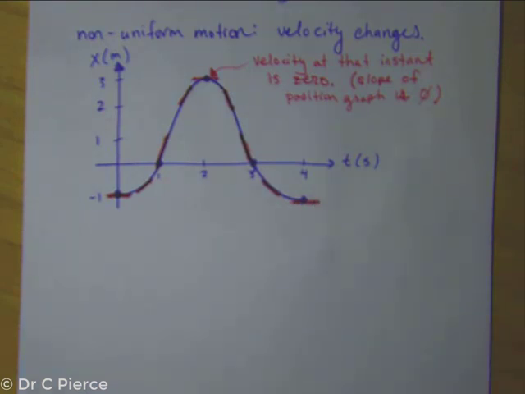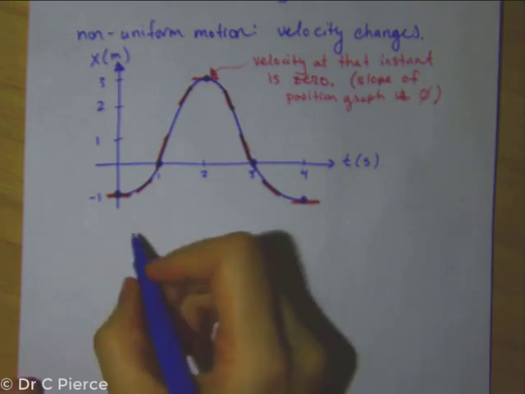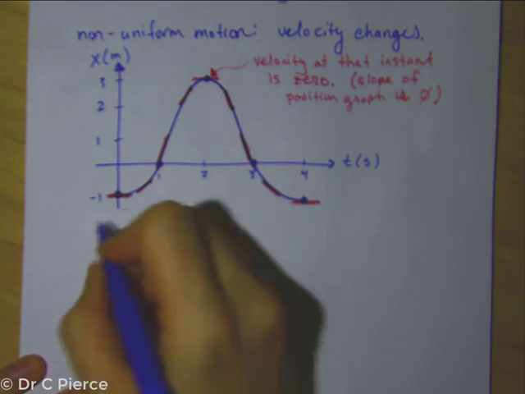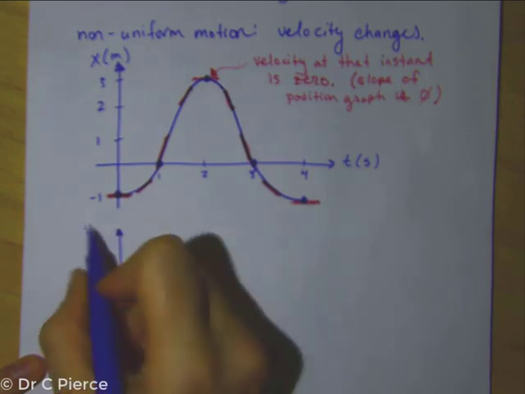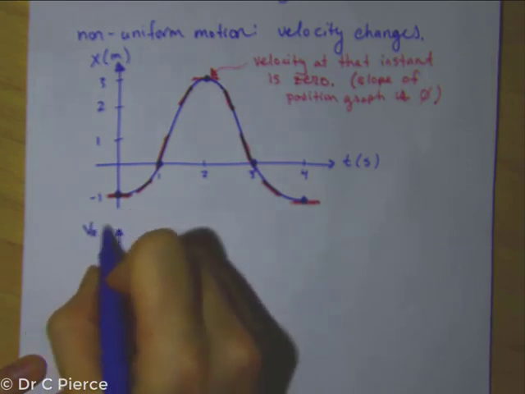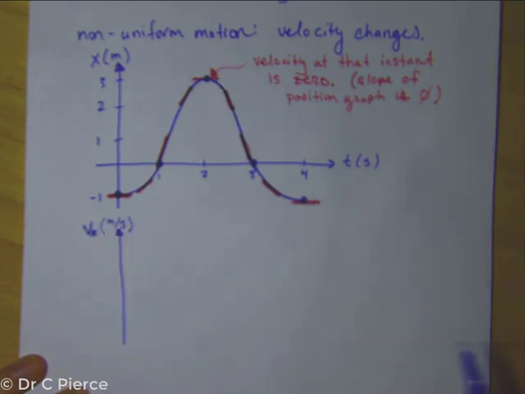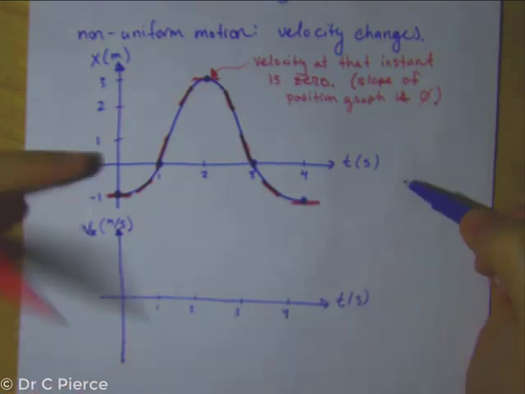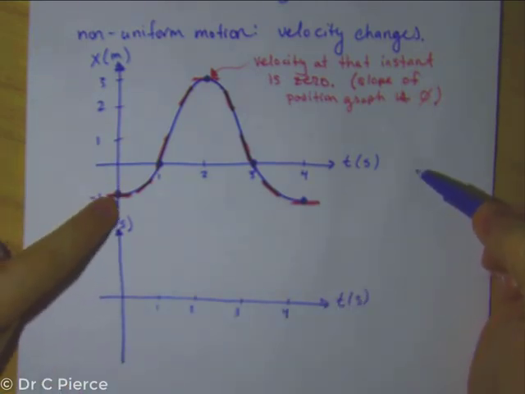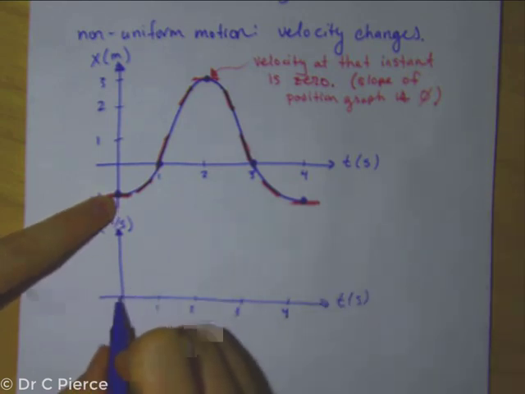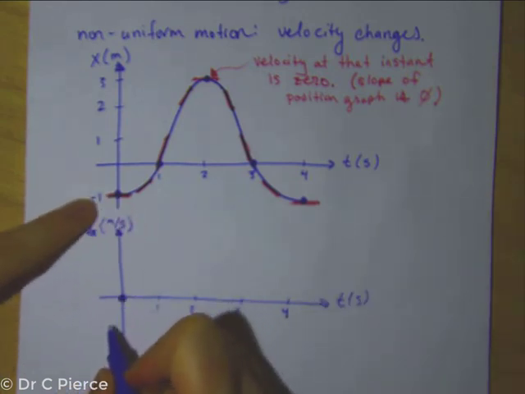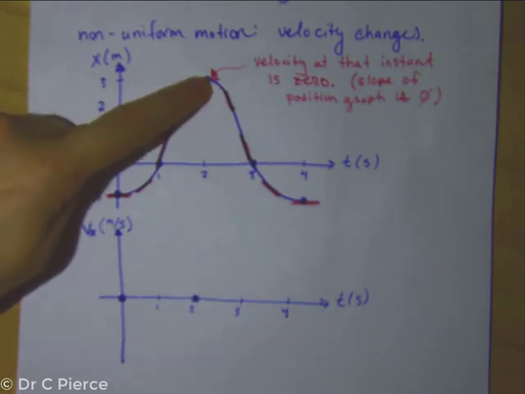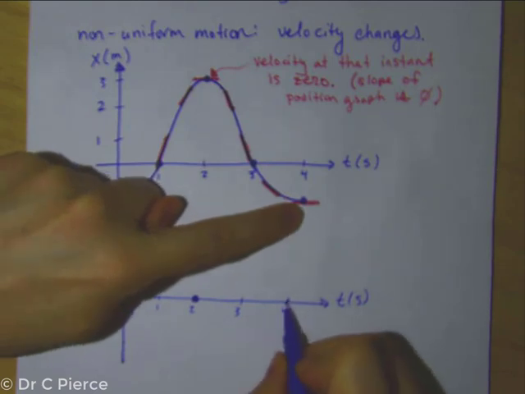So how about we try to graph that out roughly on a velocity versus time graph? So velocity in the x direction in meters per second. So it had 0 velocity at time of 0 because the graph was flat. At 0 velocity at time of 2 because the graph was flat for an instant. And again at 4.